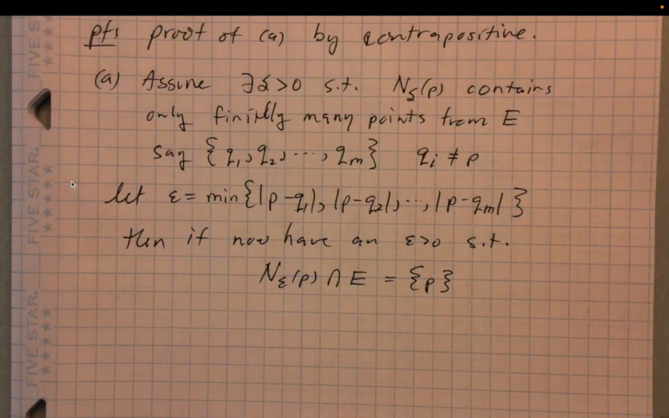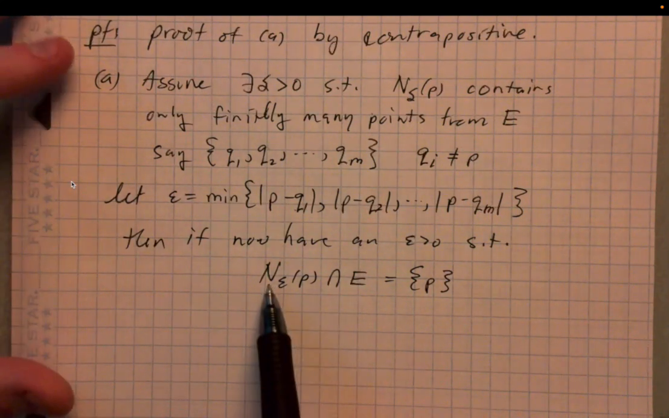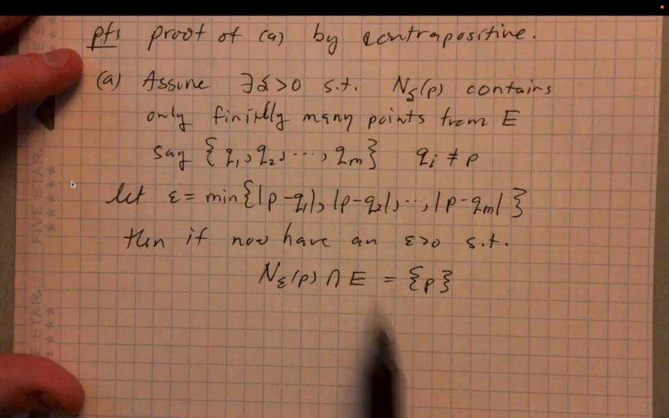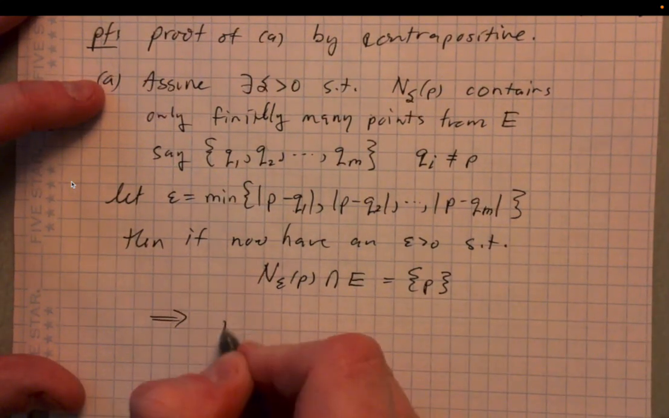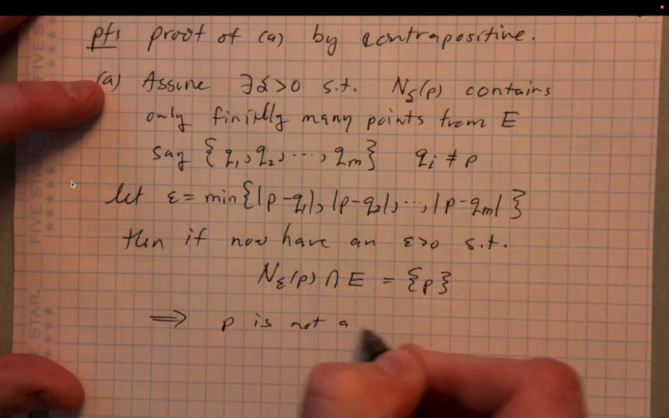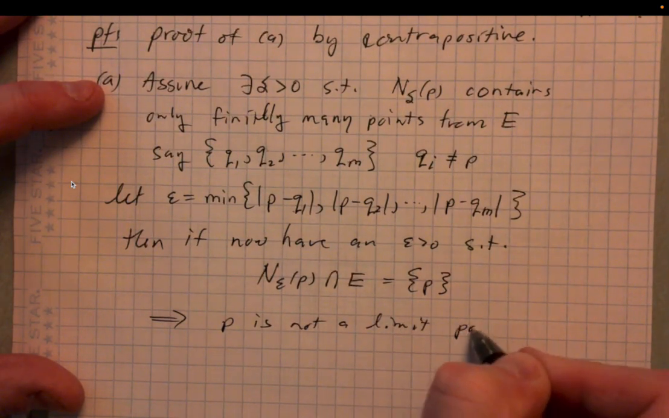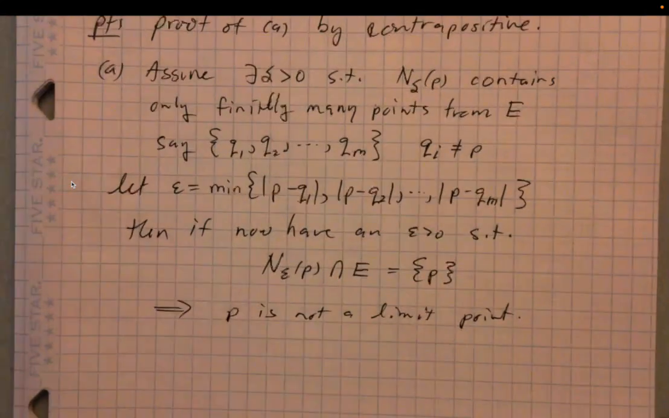Okay. All right, and so if your epsilon neighborhood of P intersecting E is just P, then the implication is that P is not a limit point. Okay, so that's the proof for part A.